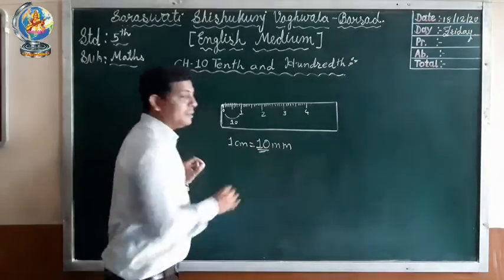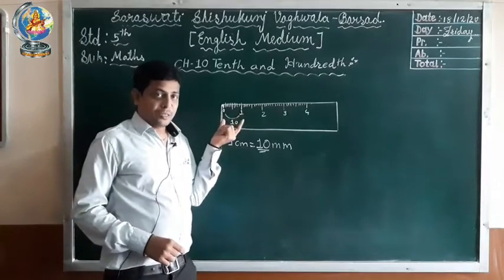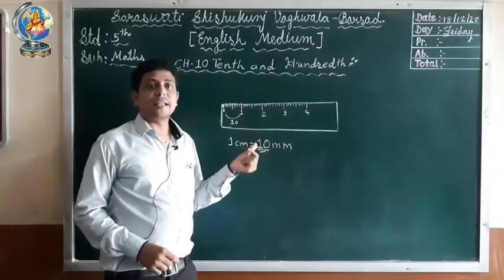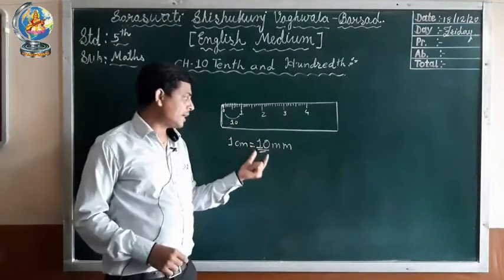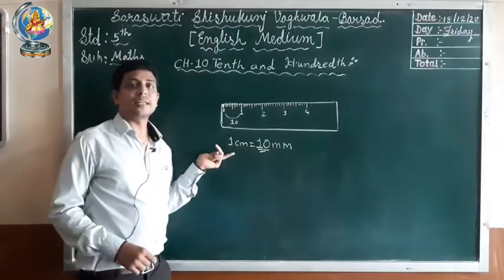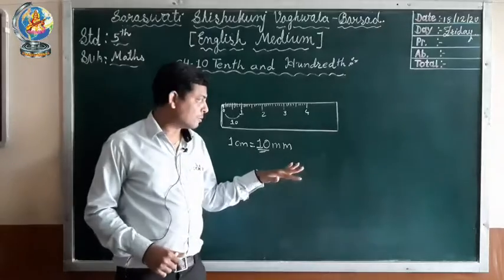Why do we write here 10 millimeter? Because in between 1 centimeter there are 10 lines. So 1 line equals 1 millimeter, and 10 lines is equal to 10 millimeter. That's why we write here 1 centimeter is equal to 10 millimeter. Hope you have understood this point.